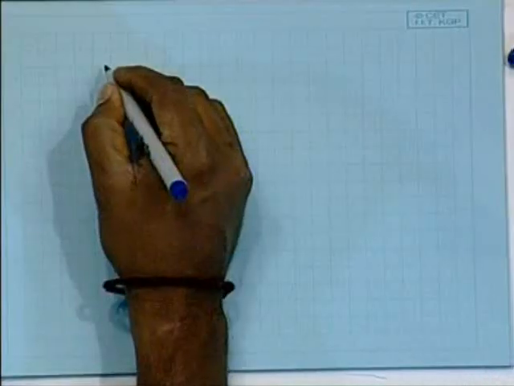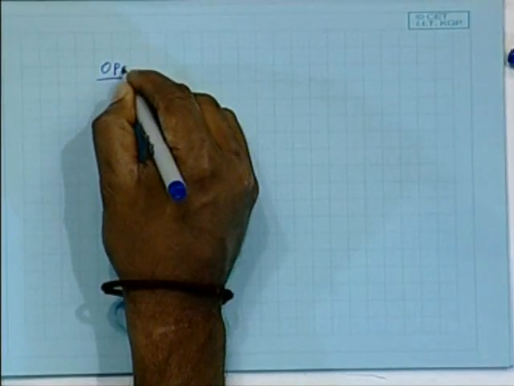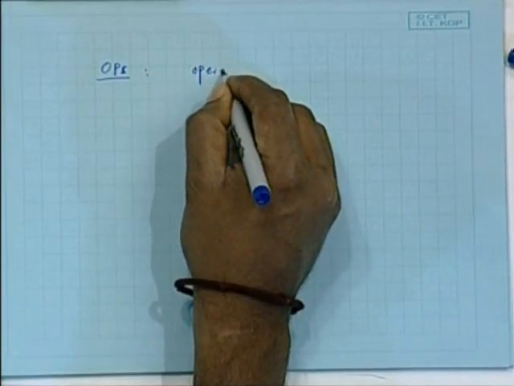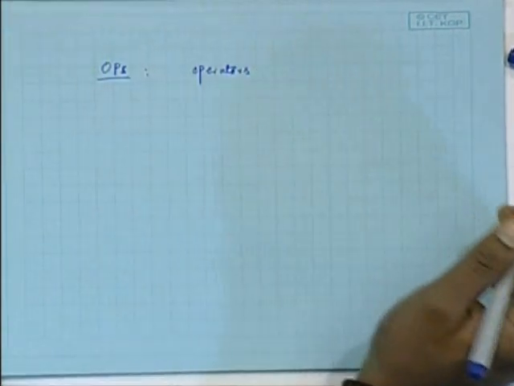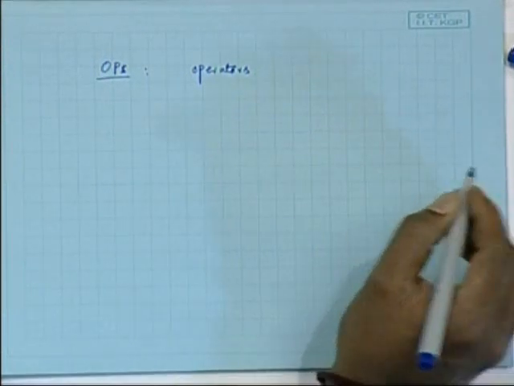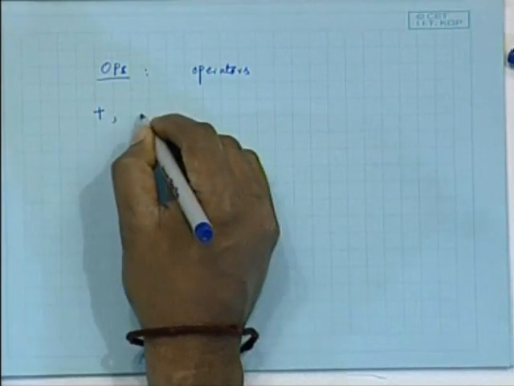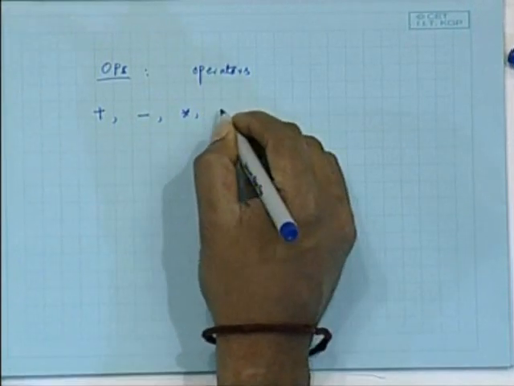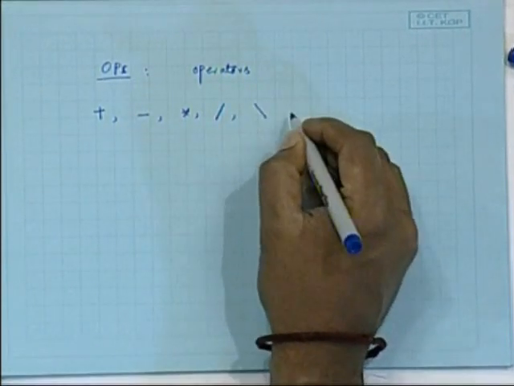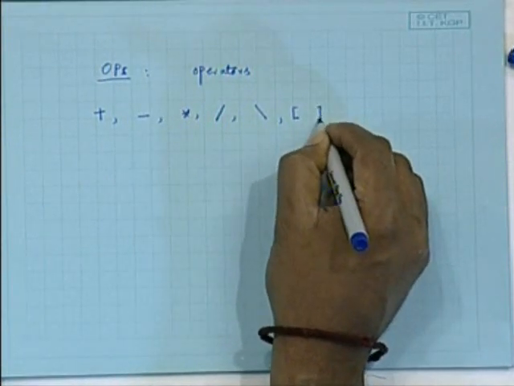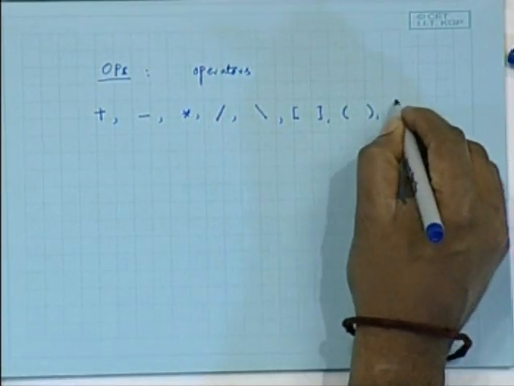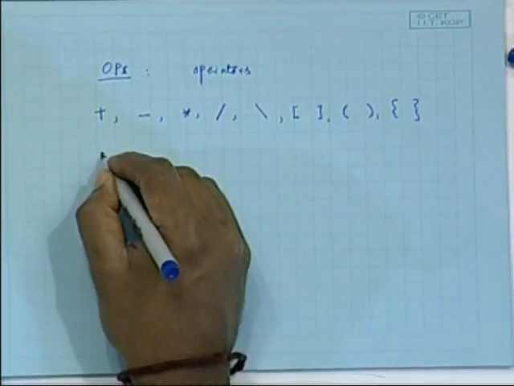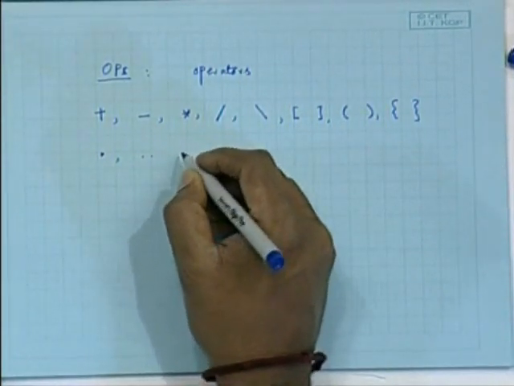Morning. So we were discussing operators in MATLAB. So we are in OPS, operators. We have been discussing various operators such as plus, minus, product, left division, right division, then braces, different kinds of braces, then dot. So all these things we have been discussing.